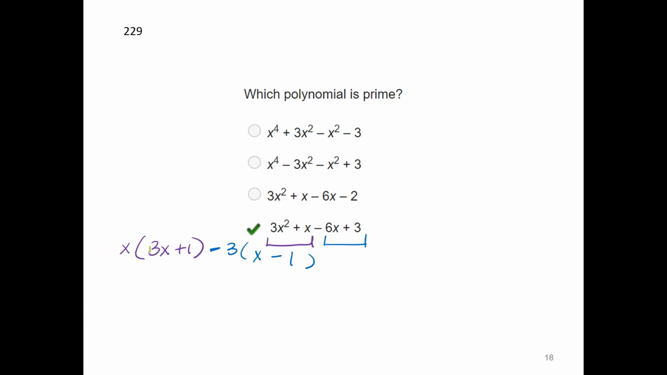And again, do you see how these two expressions are not the same? So you can't group them together. So it is prime. It's not factorable. And that is your answer.